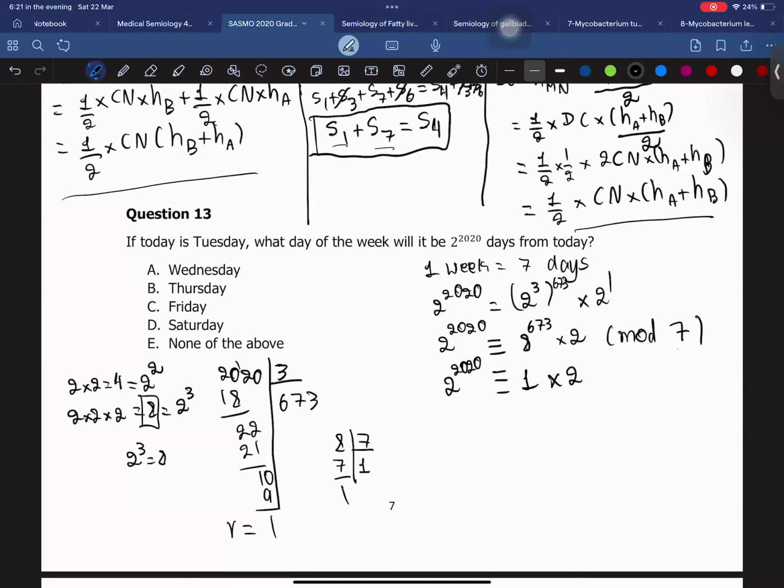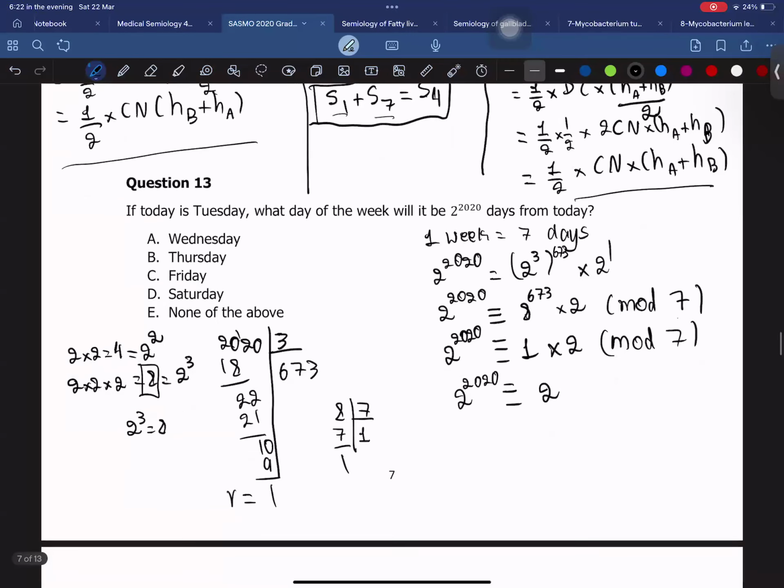So we multiply by 2. So our remainder is going to be what? It's going to be 2. So the remainder is 2 for 2 to the power of 2020. So yeah, today is Tuesday.